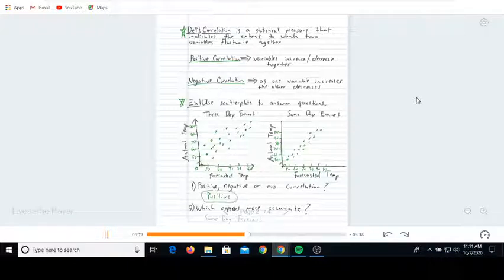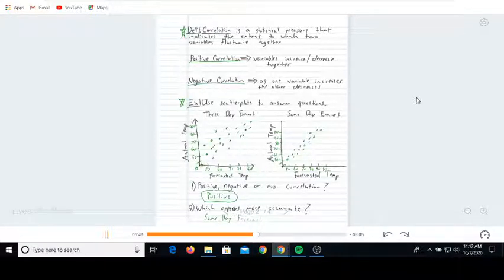So let's look at the 3-day forecast. Note, as forecasted temperature gets higher, the actual temperature gets higher. As forecasted temperatures are lower, the actual temperature is lower. Same thing with the same day forecast. As forecasted temperatures increase, so do actual temperatures. As actual temperatures decrease, so do forecasted temperatures. That indicates a positive correlation. Now, which appears more accurate? That would be the same day forecast.